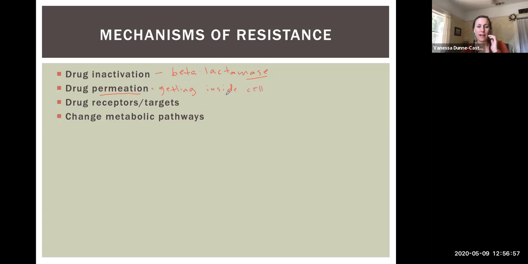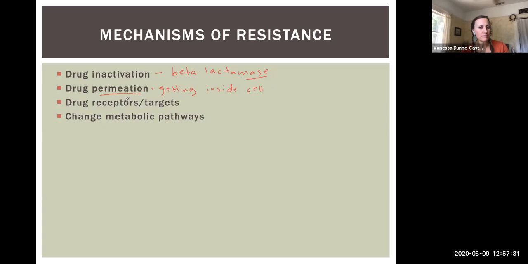So all drugs that have to go inside the cell, which is almost all of them, must have some way to get in. Remember that the cell membrane is actually rather impermeable to most things. And so these drugs must have some type of receptor or some type of transmembrane protein that they can bind to and that allows the passage of those drugs into the cell. So if there's a mutation to that permease enzyme, that transport protein, then you may lose that sensitivity to the drug because the drug just can't get into the cell to get to its drug target.